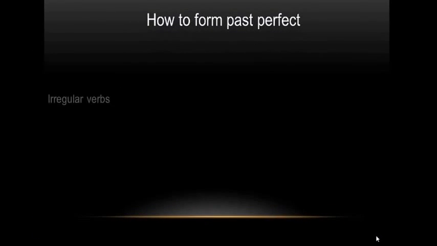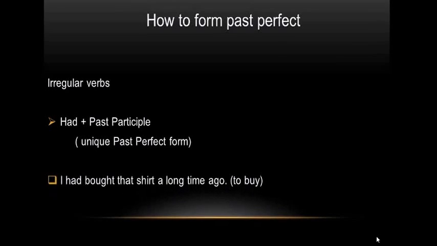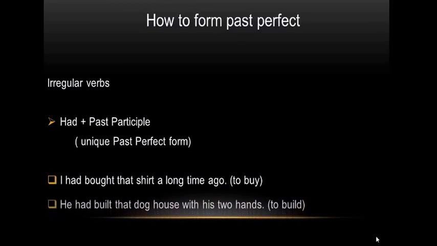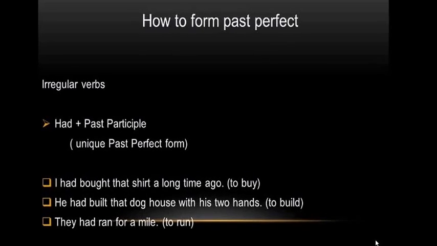As we continue on, we will use the irregular verbs. We will use the auxiliary had plus the past participle, but it has its own unique past perfect form. For example, I had bought that shirt a long time ago, which is to buy. He had built that doghouse with his 2 hands, which is to build. They had ran for a mile, which is to run.